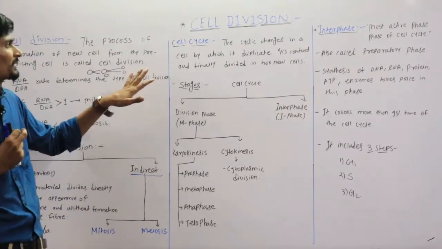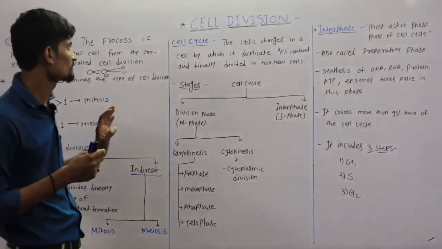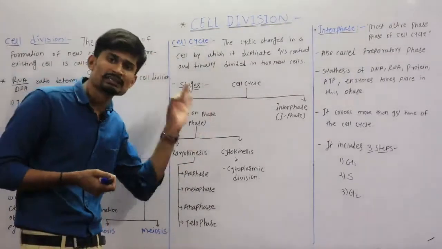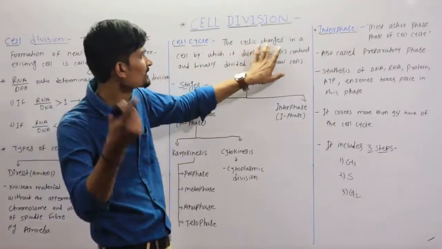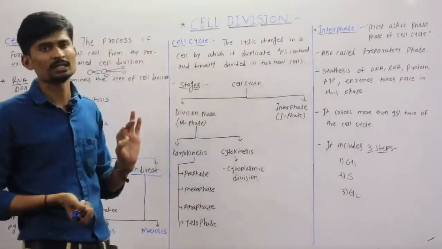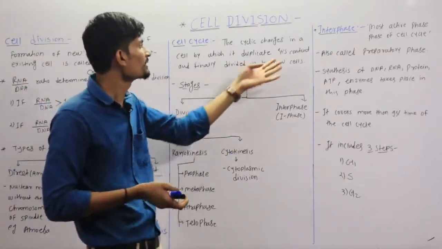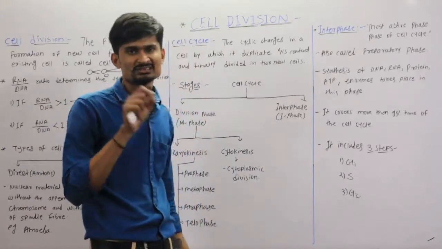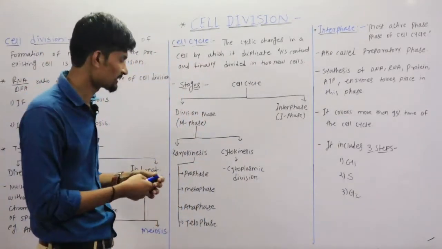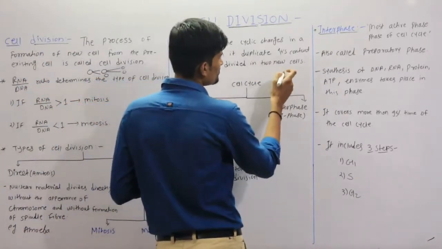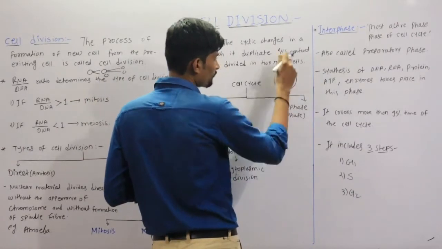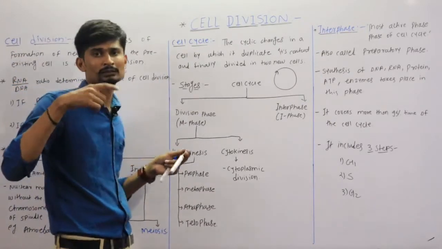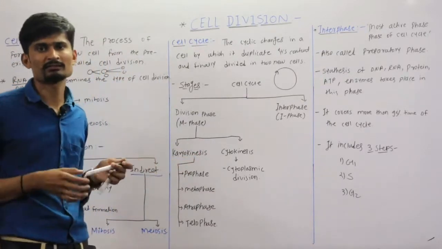Now the next topic is the cell cycle. In this chapter we are going to study the cell cycle and cell division. So what is actually a cell cycle? Cell cycle means the cyclic changes in a cell by which it duplicates its content and finally divides into two new cells. It is a repeated process that runs in a cyclic manner. That is why it is a cell cycle.